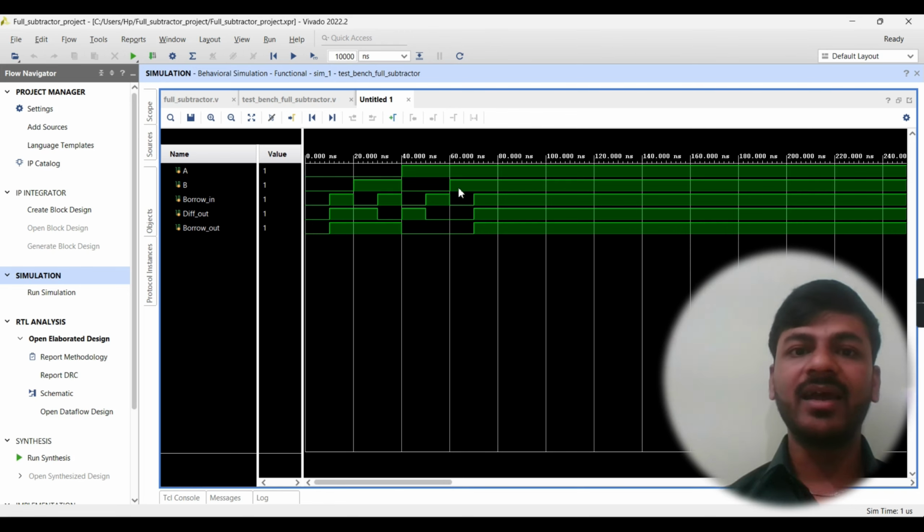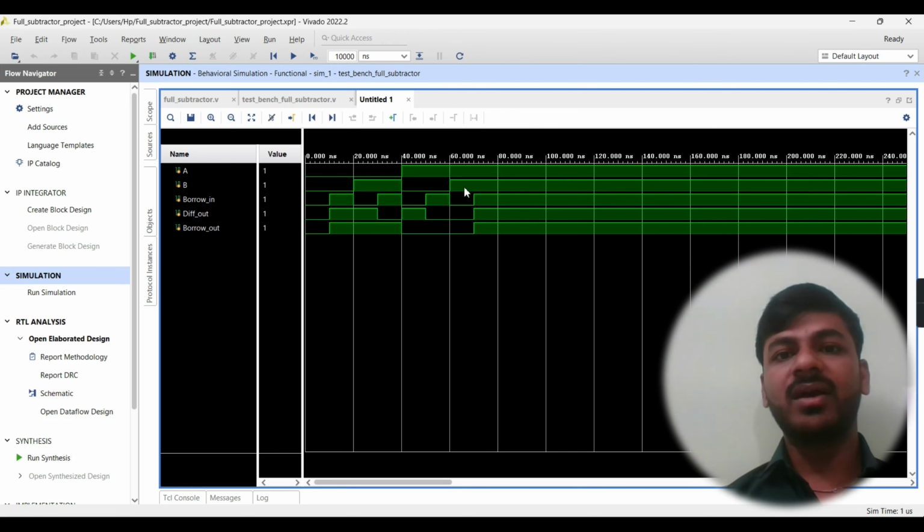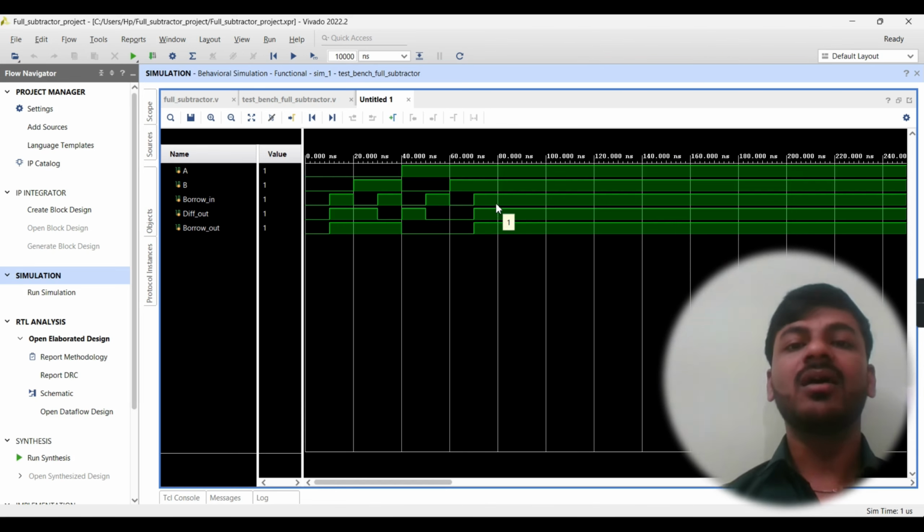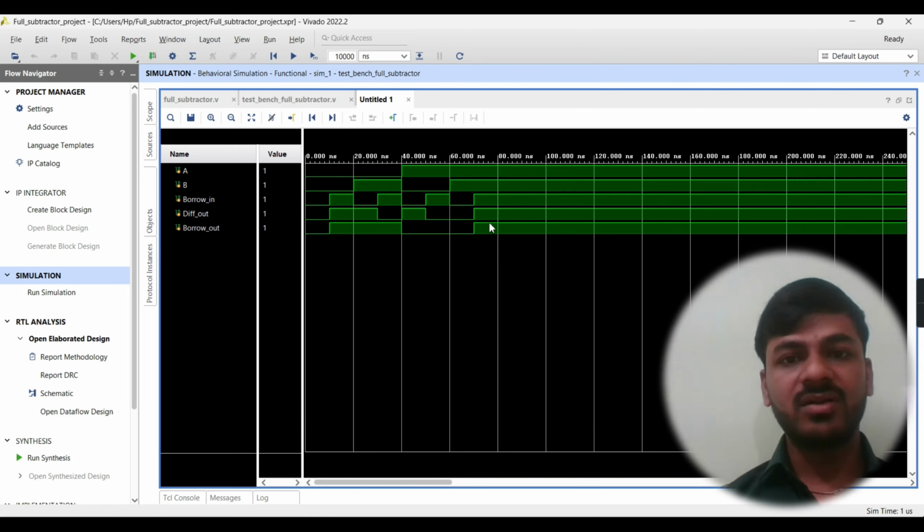If A is high, B is high and borrow in is low, so again 1 minus 1 is 0, so difference out and borrow out both are 0. If A, B and borrow in are all high, all three inputs are high, then difference out and borrow out both are high.